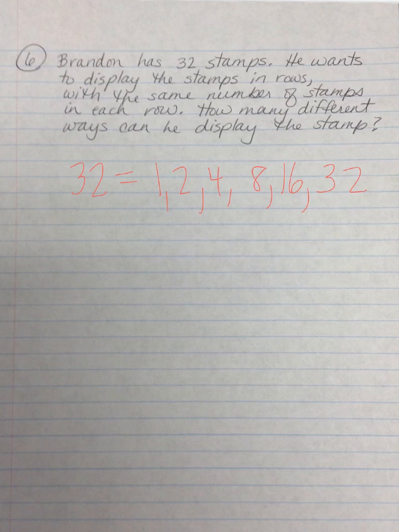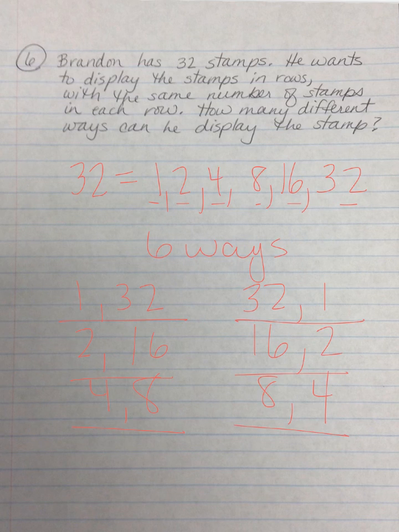So basically, however many factors there are, that's how many ways I can do it usually. I have 1, 2, 3, 4, 5, 6, so there are 6 ways. And if I want to check that, I can list. I can have one row of 32 or 32 rows of 1. I can have 2 rows of 16 or 16 rows of 2. I can have 4 rows of 8 or 8 rows of 4. And here are all 6 ways that I can do it. Basically, the different combinations of ways I can do it. And that is basically it.